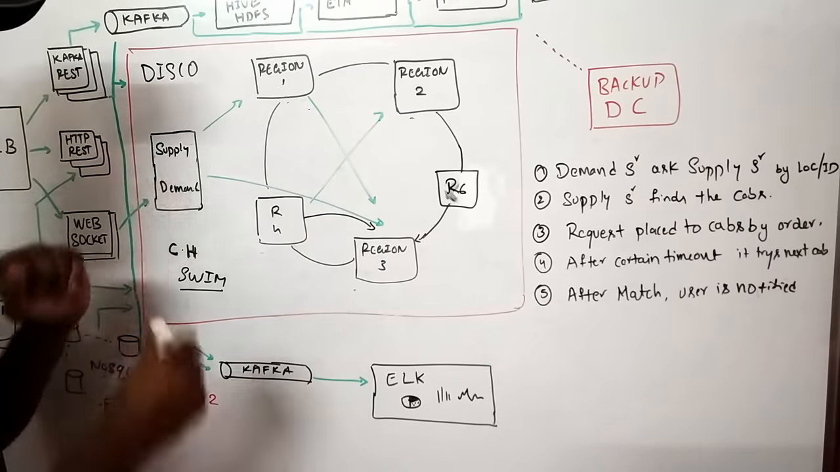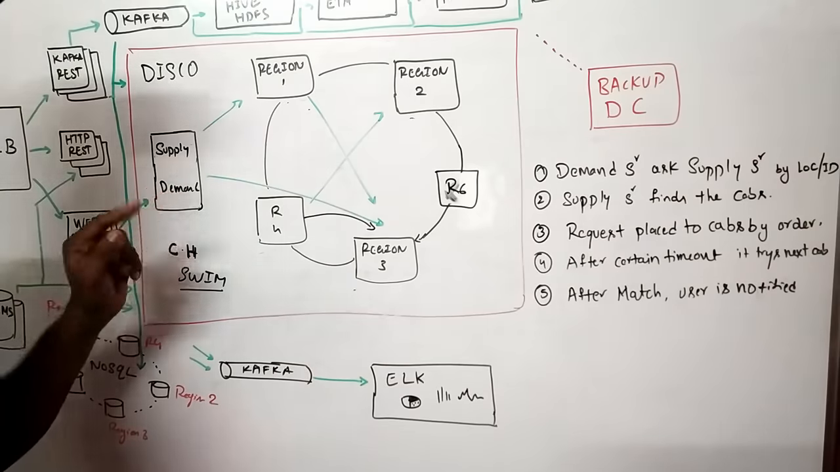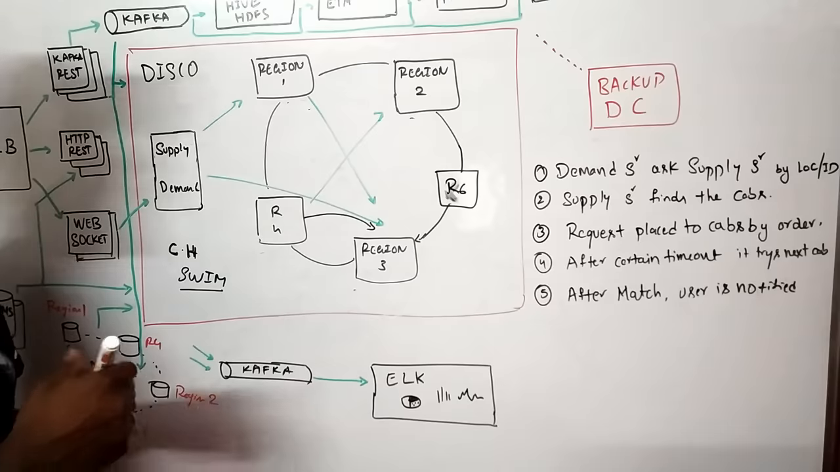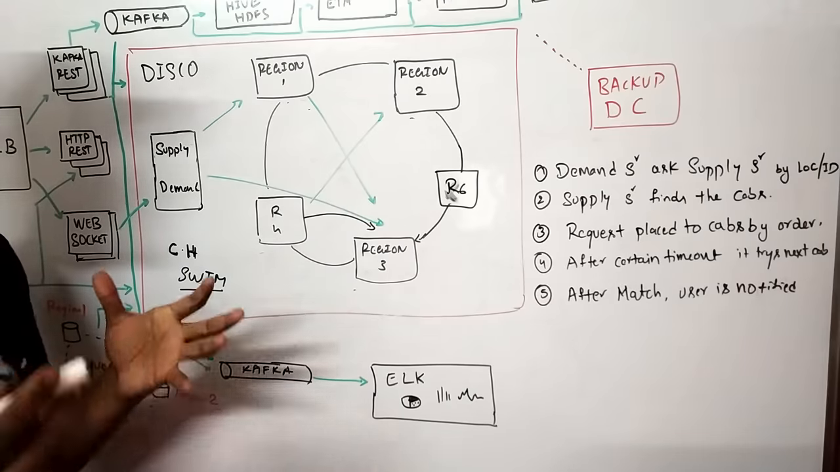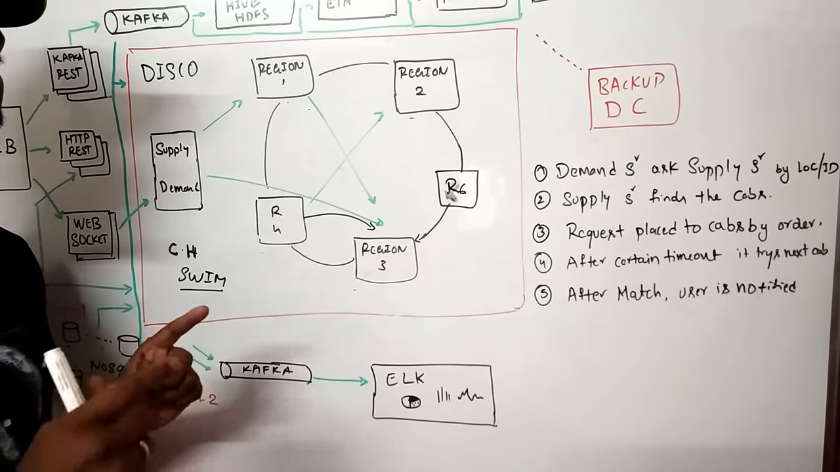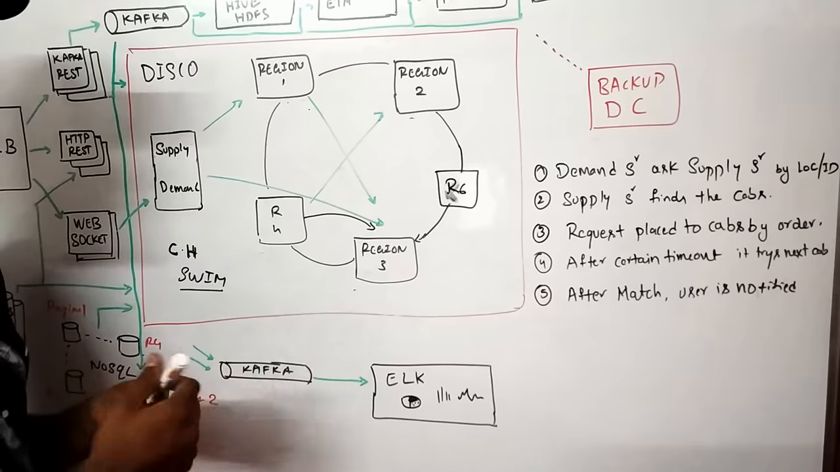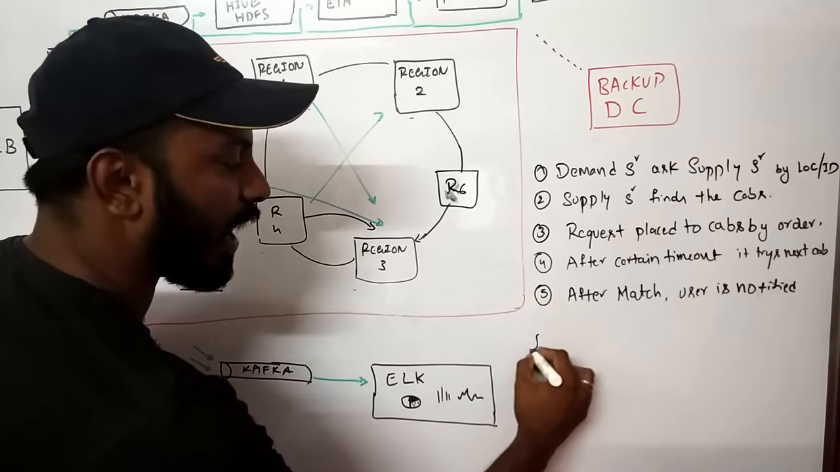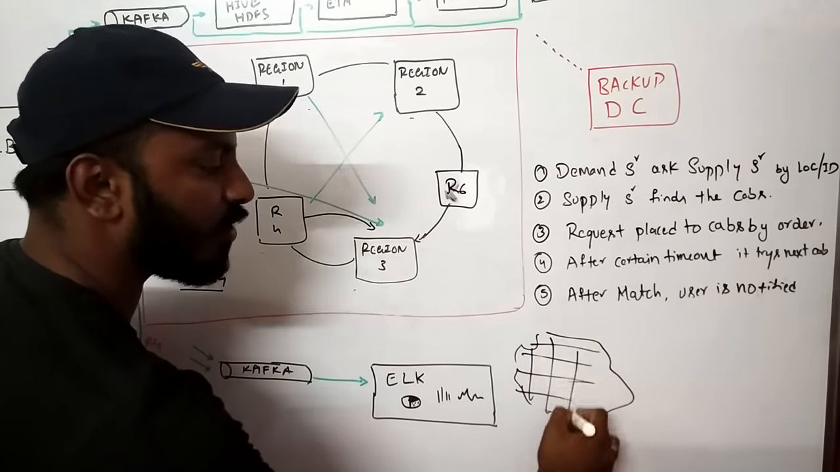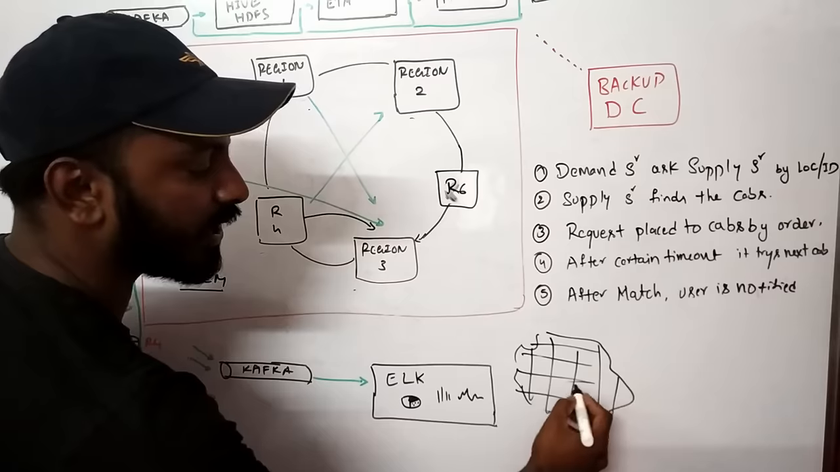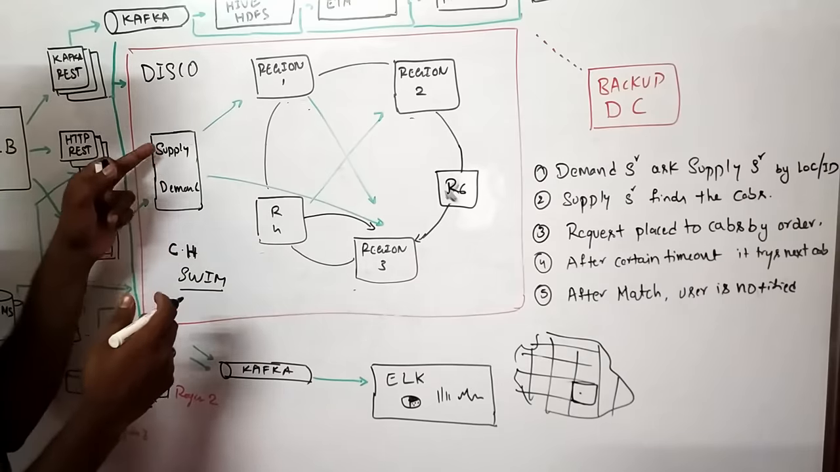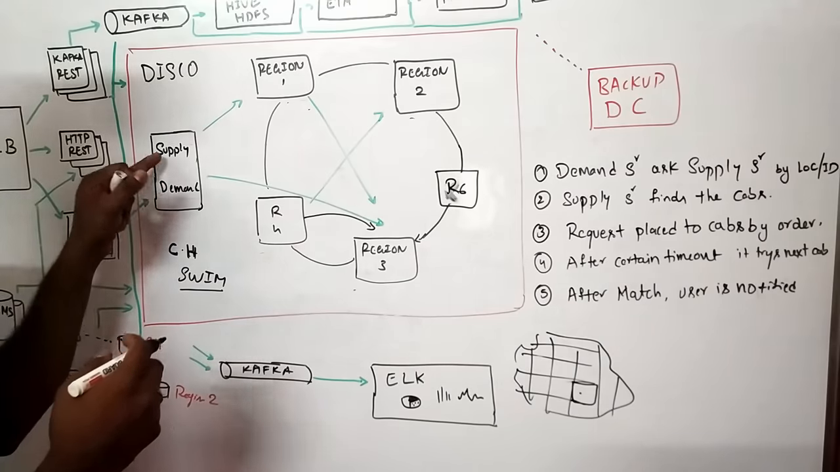What the supply service does is, it knows the location of the user. That means the cell ID of the user's location on a map. As I have already explained, the Google S2 library breaks the earth into tiny cells, right? Say we have a map of some region like this. It breaks the location into small cells. If the user is present here, that means it knows the cell ID of that particular user. So the demand service gives the cell ID to the supply service.